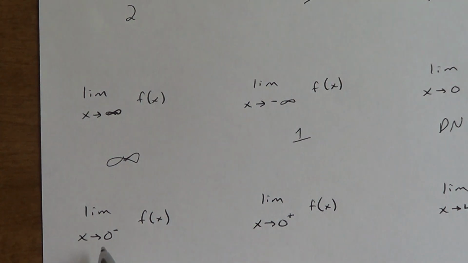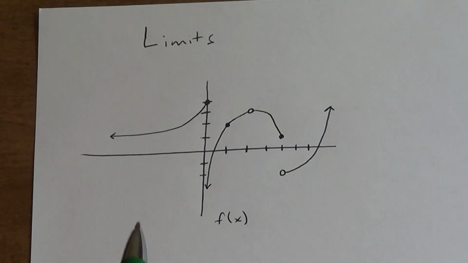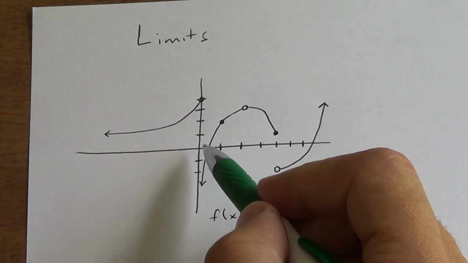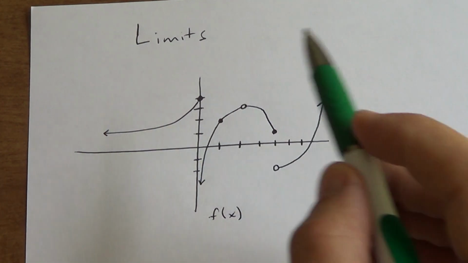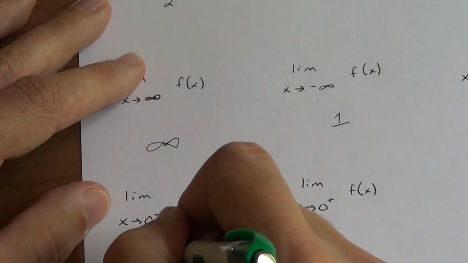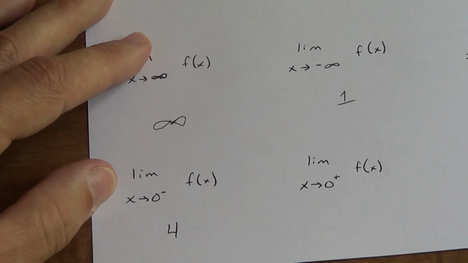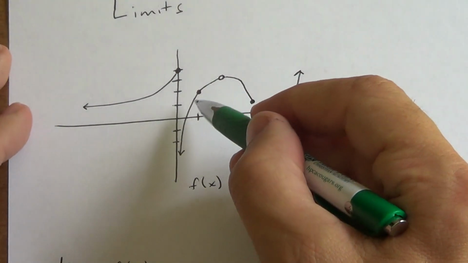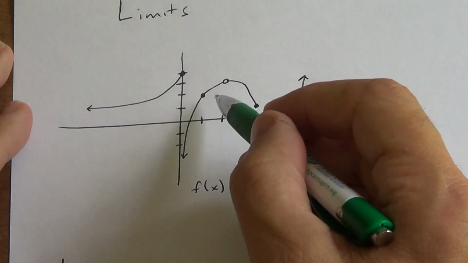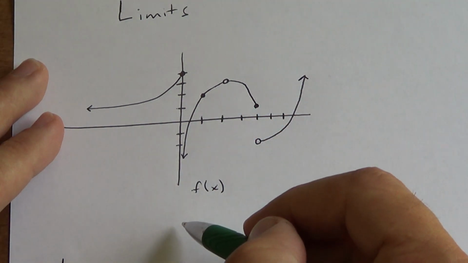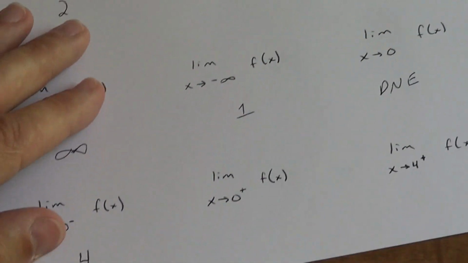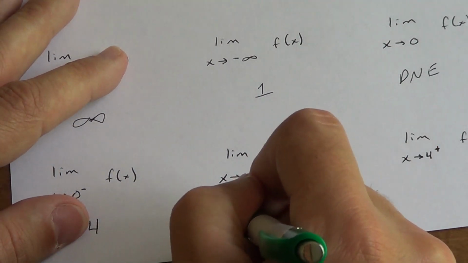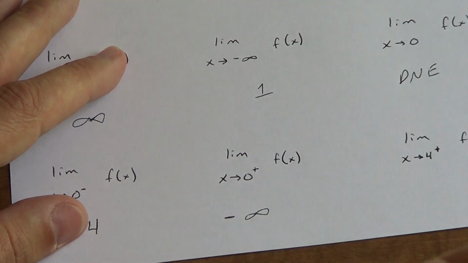So what is the limit as x approaches 0 from the left? Here's x equals 0. As I approach x equals 0 from the left, my y value is getting very, very close to 4. So this answer would be 4. What about as x approaches 0 from the right? As x approaches 0 from the right, my y values are getting very large in a negative direction. They're decreasing without bound. We can say does not exist, but a lot of times we'll actually give an answer of negative infinity.